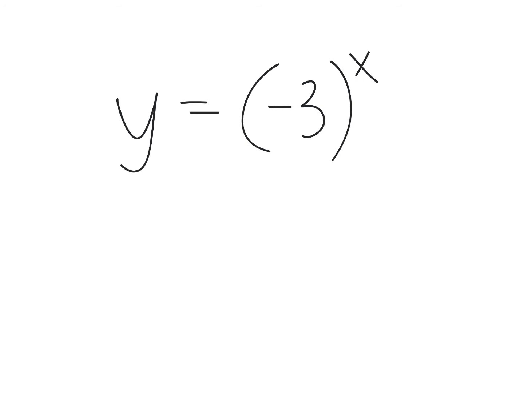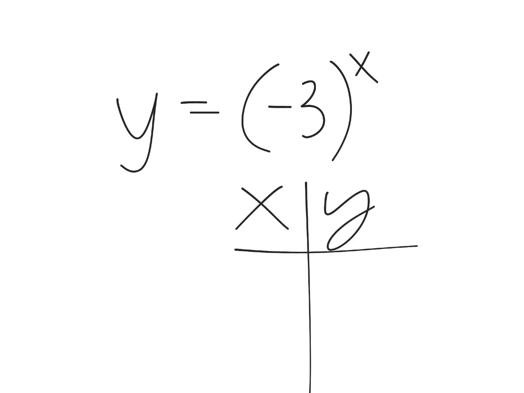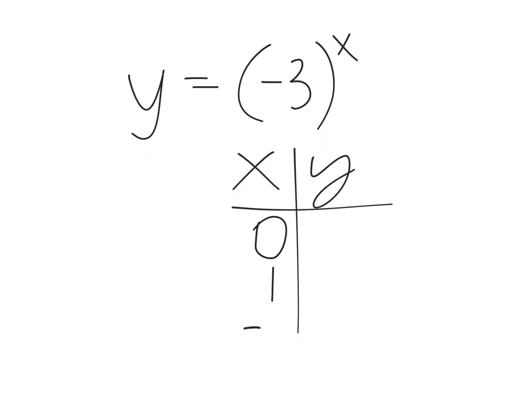Let's do one like that. Y equals parentheses -3 to the x. And then I'd like you to make an XY chart. I'm telling you, if you can do this, you're halfway there. This is why we've got to practice this so much. If you can do this, you're pretty much ready for the test. Natalie, 0, 1, -1. Tell me which one you want to do. I don't care. Whatever you're comfortable with.